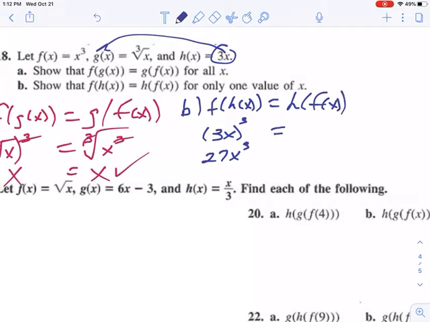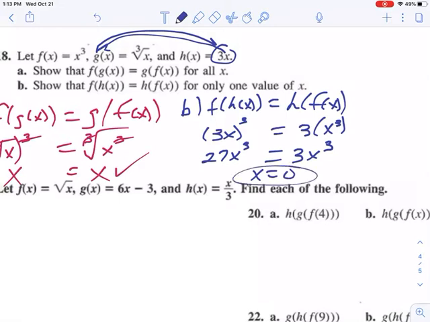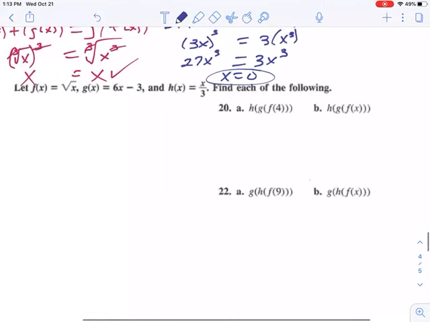H of f of x. Okay, h of f. F is going into h. So we're going to go 3 times x cubed. We're putting f into, okay, so that's 3x cubed. They ain't the same, obviously, unless x is 0. It does work for x is 0. That's the only one it works for. That's what it wants us to do. Only one value of x. We got it. Right there it is.